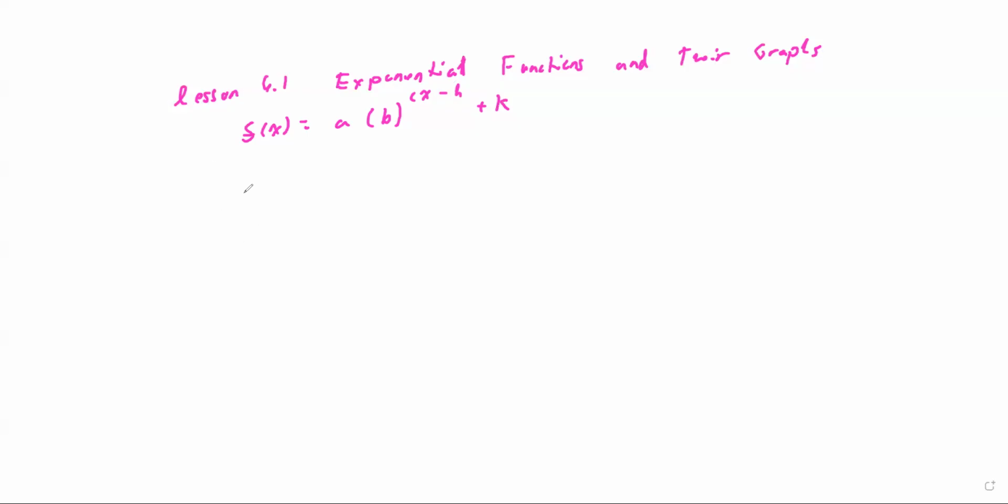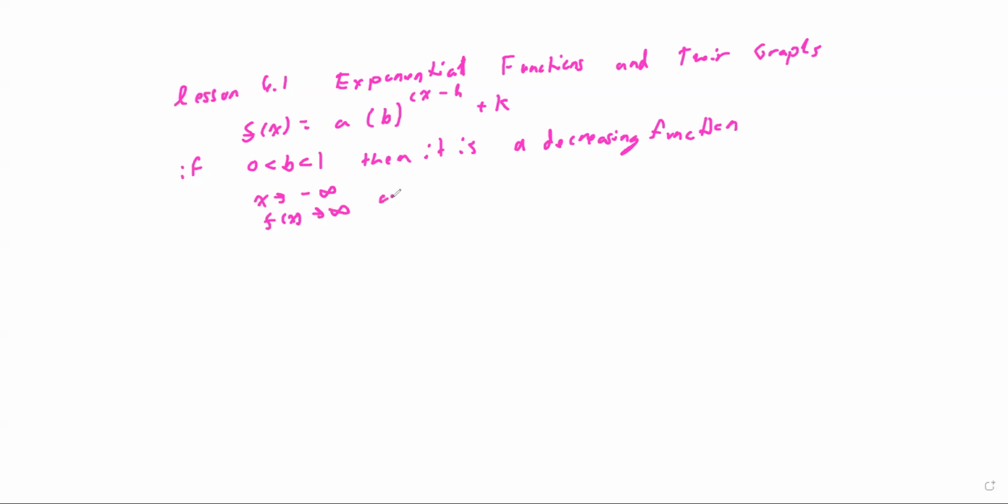All right, so here we go. A couple of things to kind of pay attention to. If our b is between 0 and 1, then this would be a decreasing function, which basically just means as x approaches negative infinity, f of x will actually be going towards positive infinity. And as x approaches positive infinity, f of x will actually be approaching 0.